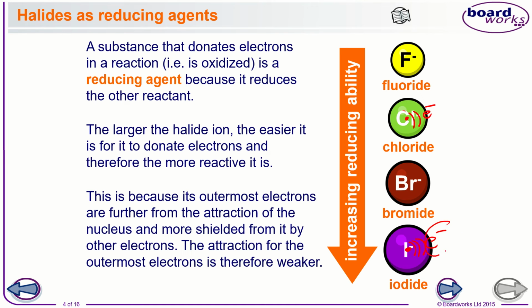So the ease with which this electron can be removed from an iodide ion is much greater than the ease with which it could be removed from a chloride ion. Therefore, iodide ions are better at losing their electrons. Therefore, iodide ions are better at being oxidized, and therefore they are better reducing agents. Now that you know how to explain that to an examiner, how can you show it? Well, you show it through your displacement reactions.